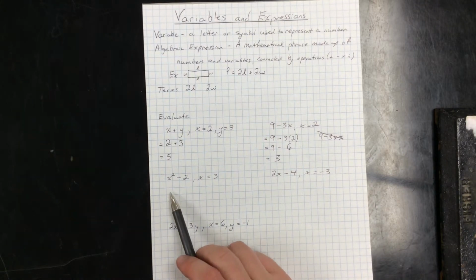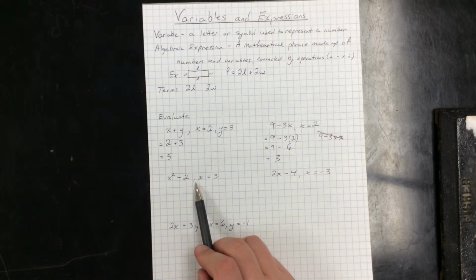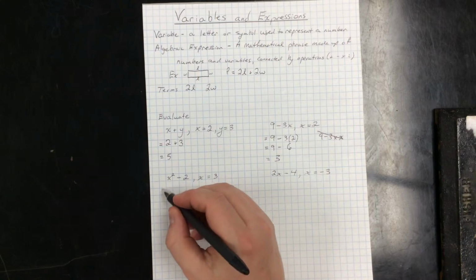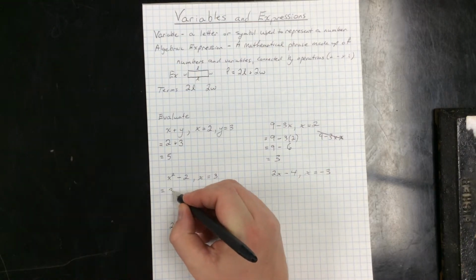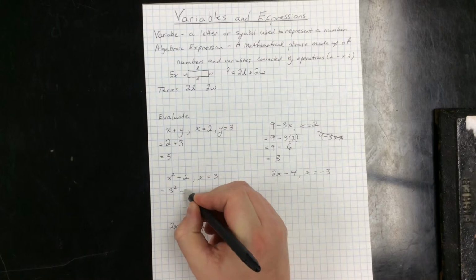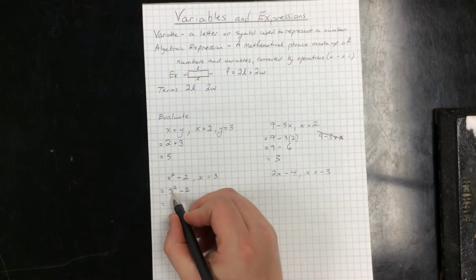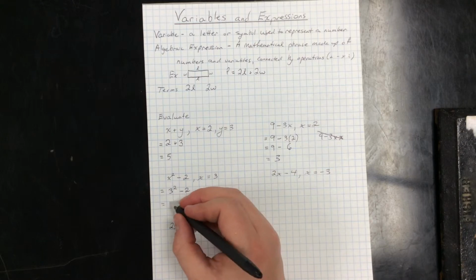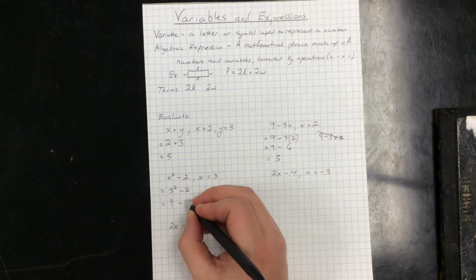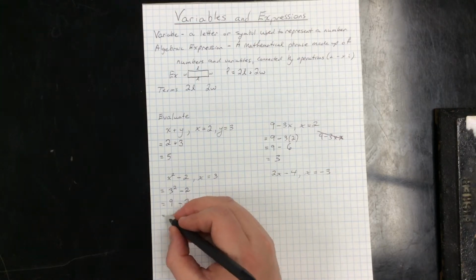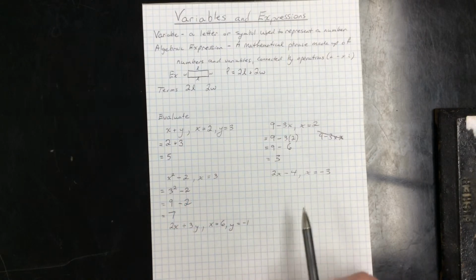In this case we have x squared minus 2 when x is equal to 3. So we're going to substitute 3 for the x and keep the rest of the expression the same. 3 to the power of 2, or 3 with an exponent of 2, is 9. 3 times 3, subtract 2. 9 subtract 2 is 7. So we've evaluated that one as well.